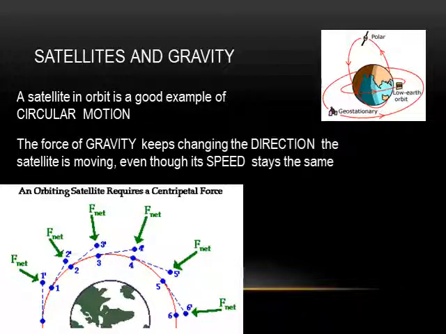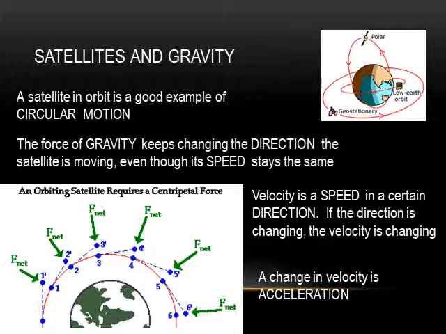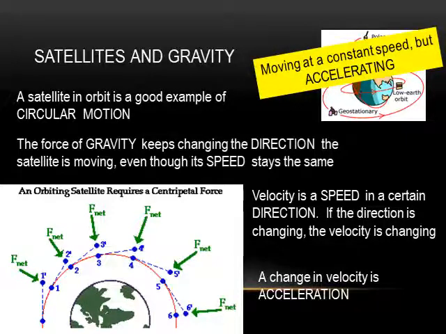Although it's moving at the same speed, its direction keeps changing. Now, this means that we can say that its velocity is changing, because velocity is speed in a certain direction. If your direction keeps changing, then your velocity is changing. If your velocity is changing, you are accelerating. Acceleration is a change in velocity. Now that's why we can say that a satellite orbiting around the Earth or anything else at a constant speed is still accelerating. Its direction keeps changing, which means its velocity is changing. And if your velocity is changing, you are accelerating.